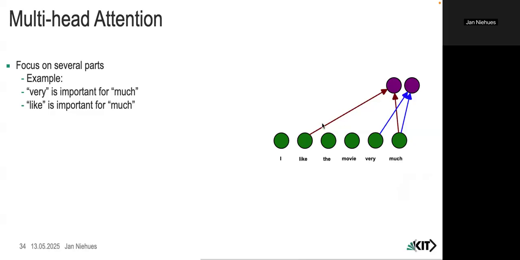And on the other hand, like is also important, because this very much says that you like things very much. In order to know what you want to make stronger, you also have to attend to like. Maybe you don't want to do that together, but it would be nicer to have two ways of looking, once at very and once at like. If you want to understand something, there are two things which are important. Instead of taking the average, you just look twice. You first look at one important aspect, and then you look at the other. That is somehow the idea of multi-head attention.